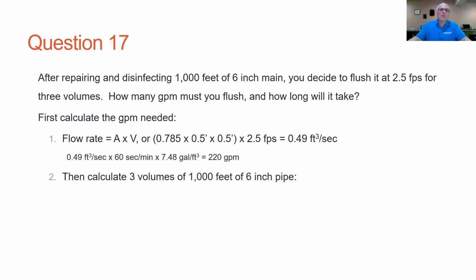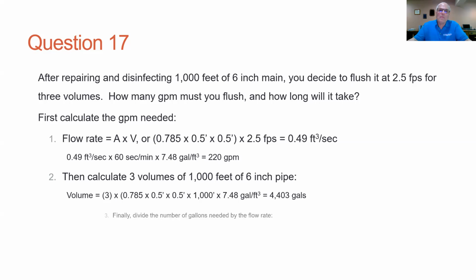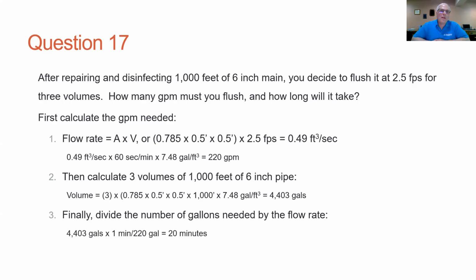First, calculate the 3 volumes of 1,000 feet of 6-inch pipe. The volume is going to be 3 times 0.785 times 0.5 feet squared times 1,000 feet of it, and multiply that by 7.48 to convert those cubic feet to gallons. And I come up with the volume of 3 volumes of the pipe being 4,403 gallons. So now it's just a simple matter of taking that volume and dividing it by the flow rate. For 4,403 gallons, multiplied by 1 minute over 220 gallons, that's the flow rate, I come up with 20 minutes.